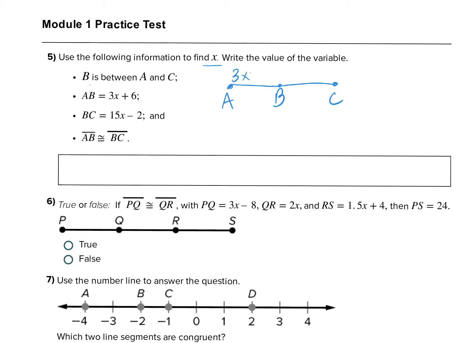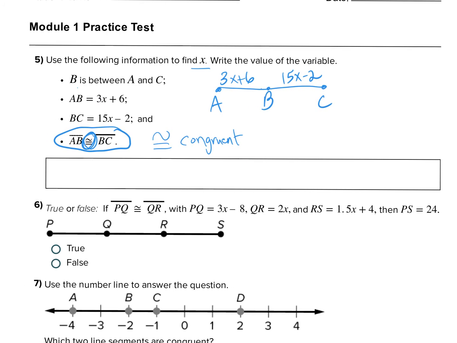AB is 3x plus 6. BC is 15x minus 2. And then our last piece of information is this statement. Now you need to remember that that symbol right in the middle with the equal sign means congruent. Okay, and that also means you have to remember what congruent means. And congruent means equal.